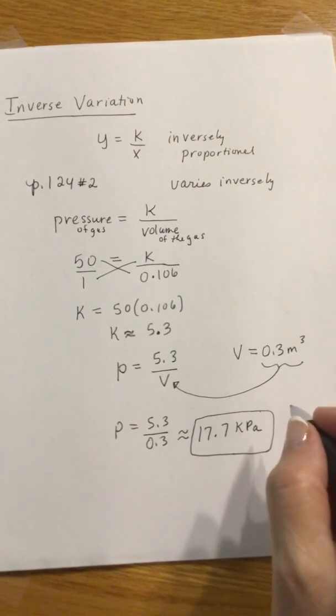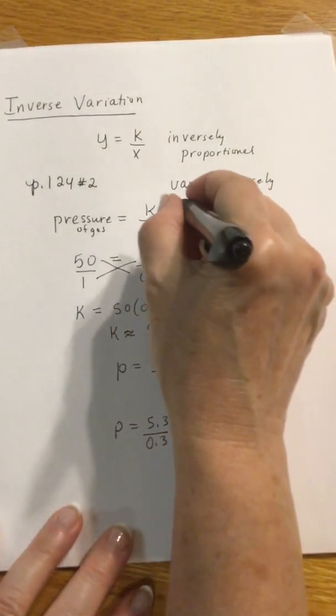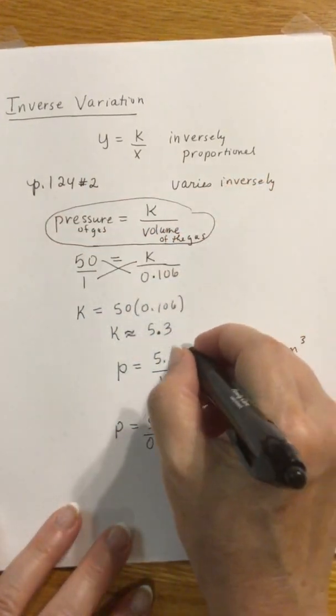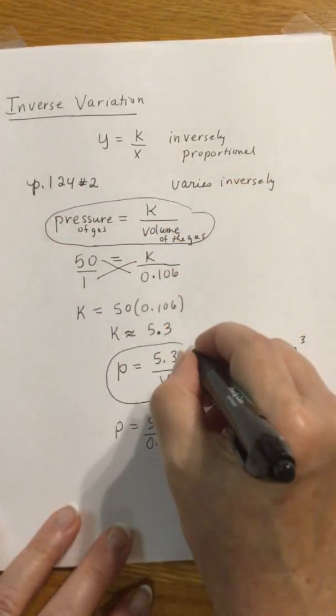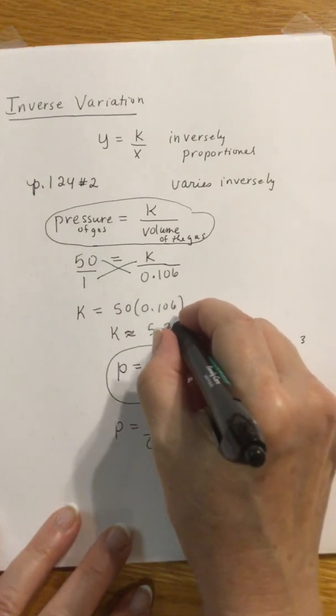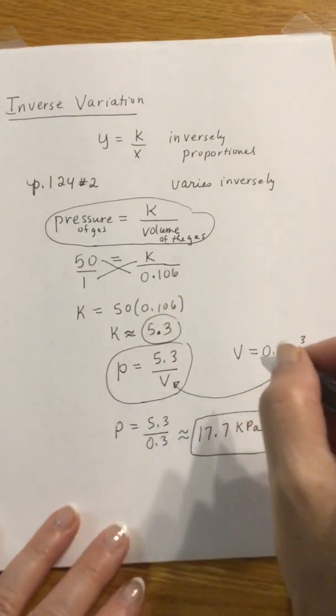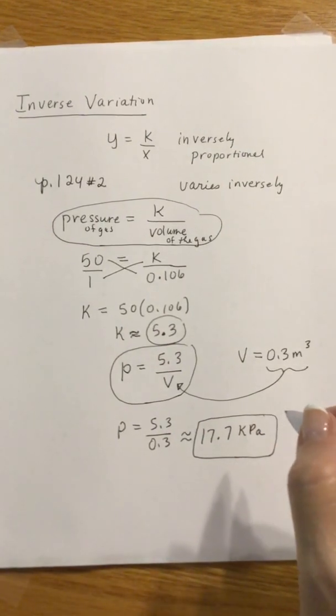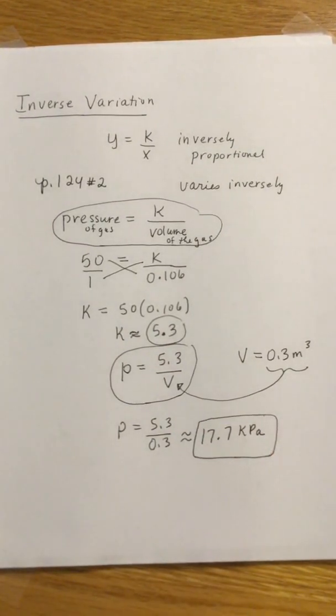So if I were checking answers on this, this would be an answer I would be looking for, the word form. This would be an answer I'd be looking for once we found K, so probably K would be an answer I would be looking for, and then this would be the next answer. So we've got direct variation and inverse variation.